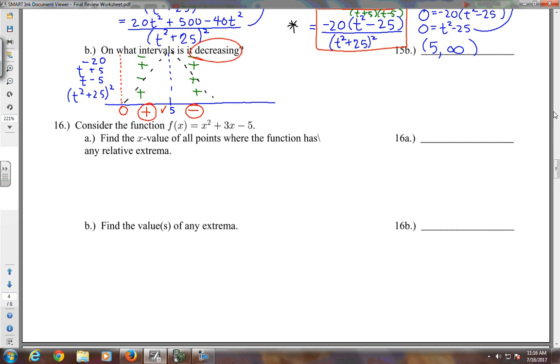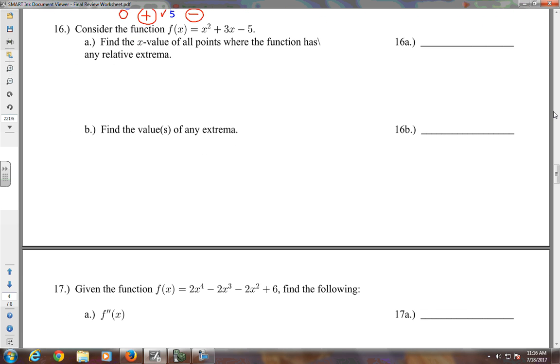Consider the function f of x equals x squared plus 3x minus 5. Find the x value of all points where the function has any relative extrema. This can be maximums, this can be minimums. It's not specifying. It just wants us to give potential relative extrema. All you have to do is think about what's being asked here. It's saying, what are the critical values?